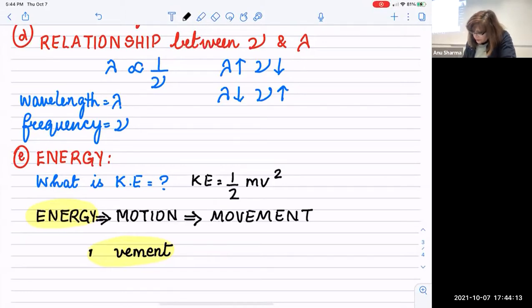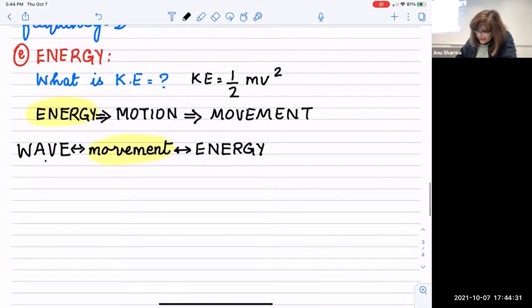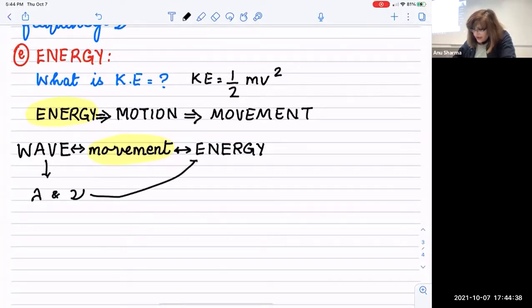So waves move, and that movement relates to energy. That means waves have energy. And if waves have energy, we already know that waves have wavelength and frequency. That means energy also has to have wavelength and frequency. Because of this relationship with the waves and the motion, the energy should also have wavelength and frequency somewhere.